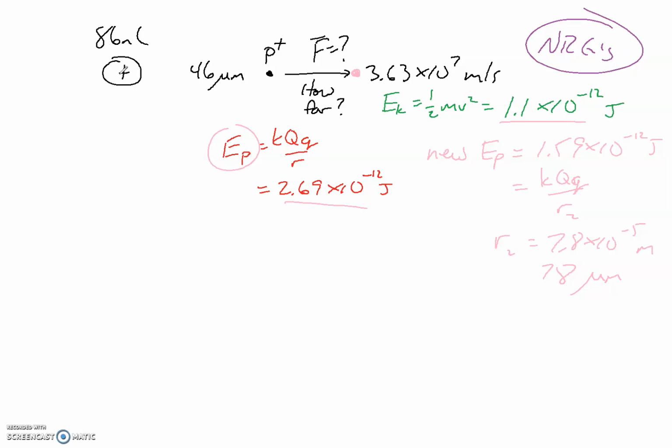Well, the initial radius was 46. So I started at 46. The new radius is 78. So all I have to do is subtract the two, no big deal. And we've got about 32 micrometers. So the proton went about 32 micrometers to go from one place to the other place.